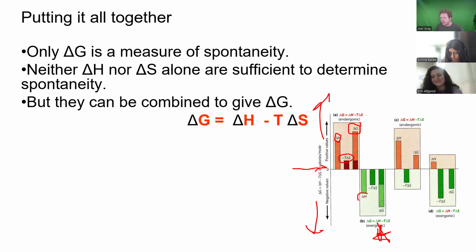If delta H is negative, what does that mean about delta G? Well, that alone isn't going to answer that question. But if you can say the negative T delta S is also negative, then that means our delta G is going to be negative. Therefore, we're going to have a spontaneous exergonic reaction.